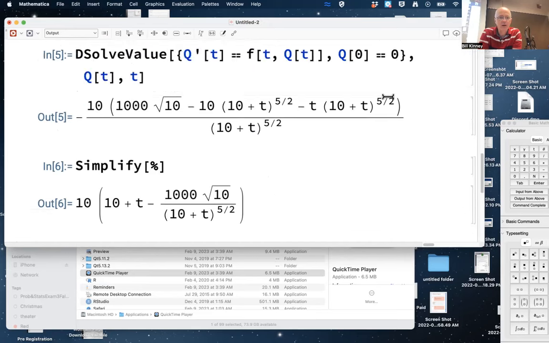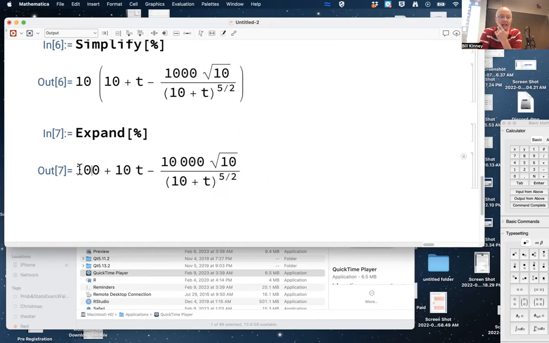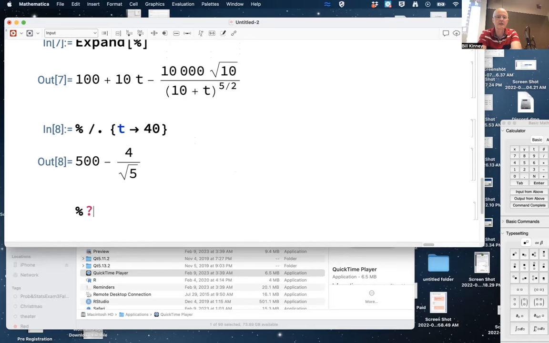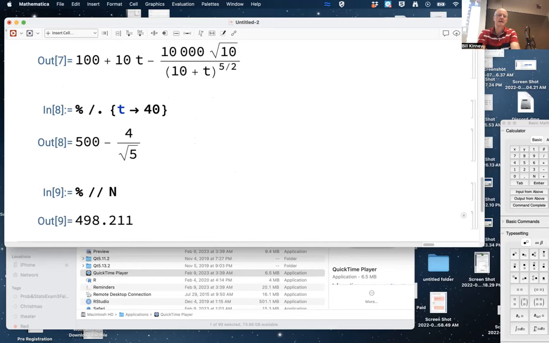And do notice that it's a linear function minus some function that as t increases is going to go to 0. Just like I was predicting, heading toward some slanted linear function. And we could use this expression and plug in t equals 40 to predict the amount of salt at time 40. Probably get a numerical approximation to that as well. About 498 grams, so close to 500 by the time the tank fills.